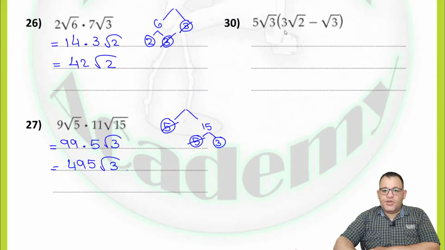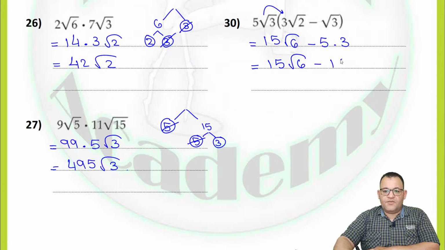5 root 3 times 3 root 2 minus root 3. 5 root 3 times 3 root 2. The number times the number. 5 times 3 equals 15. Root 3 times root 2 equals root 6. Minus 5 times 1 equals 5. Root 3 times root 3 equals 3. So it will be 15 root 6 minus 5 times 3 equals 15. You have to write the number at the first, so it will be negative 15 plus 15 root 6.